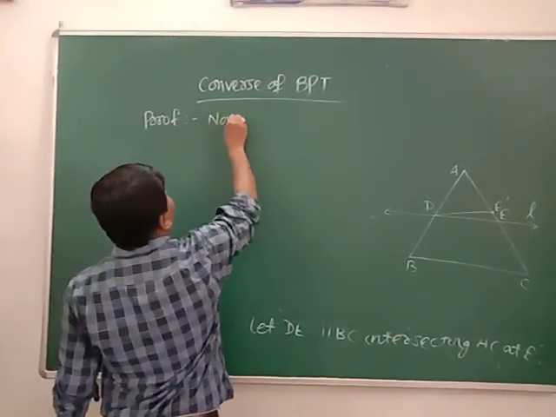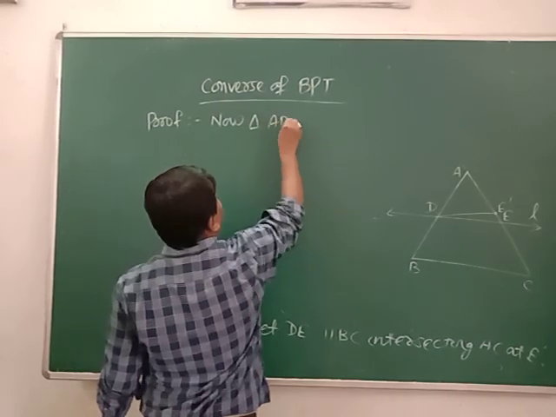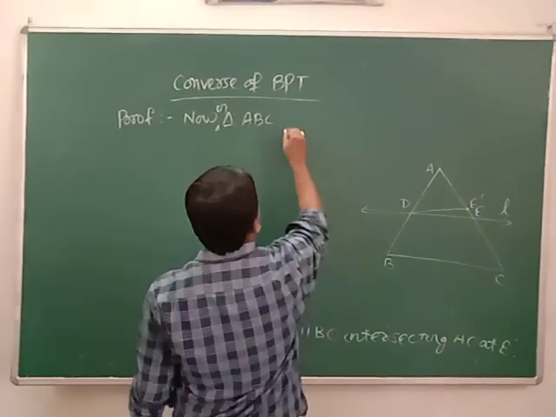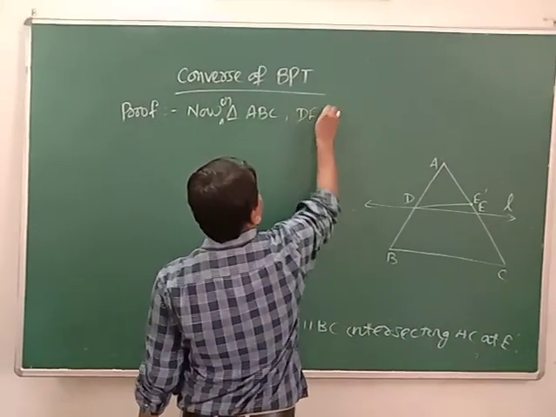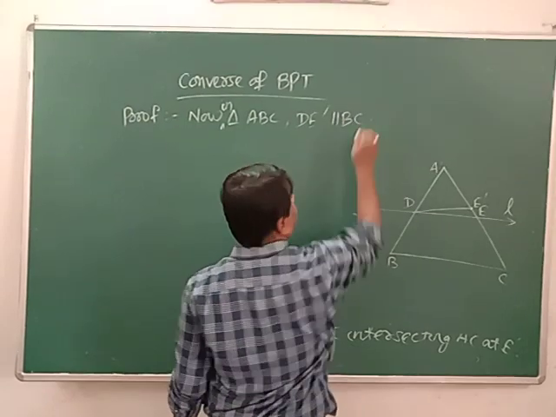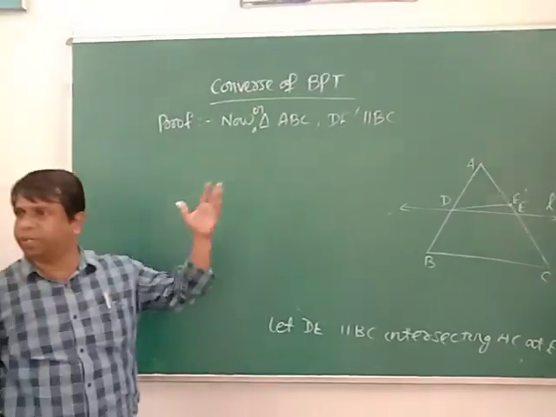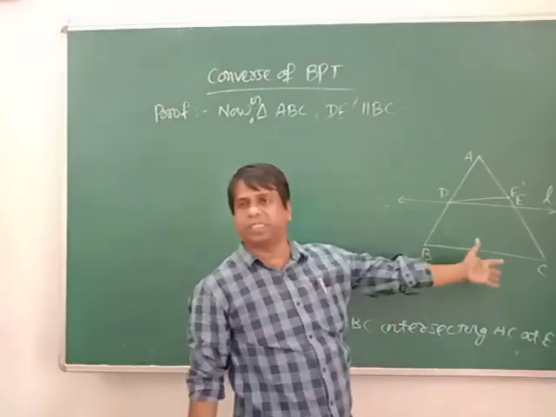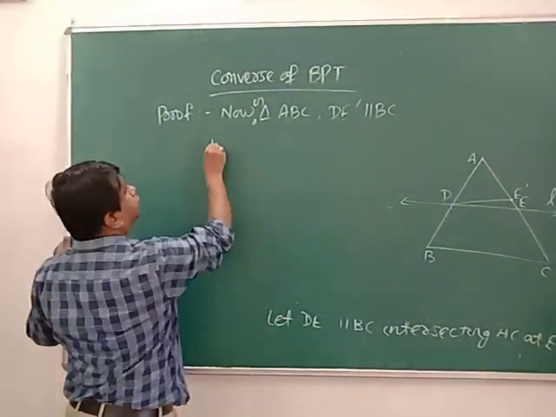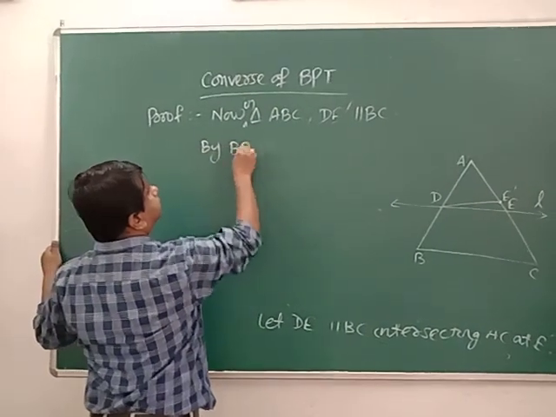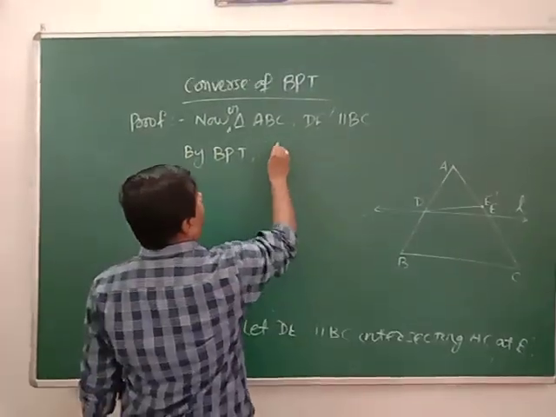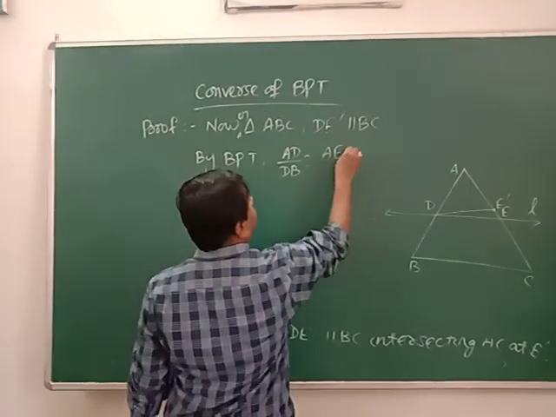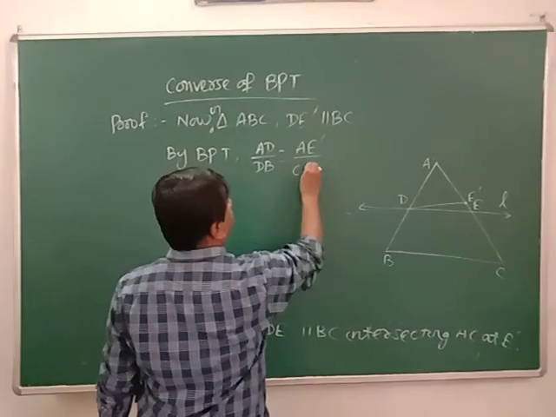Now in triangle ABC, DE dash is parallel to BC. So can I use the BPT theorem here? Yes, because one line is parallel to one side of the triangle. So what is the ratio? By BPT, AD upon DB is equal to AE dash upon E dash C.